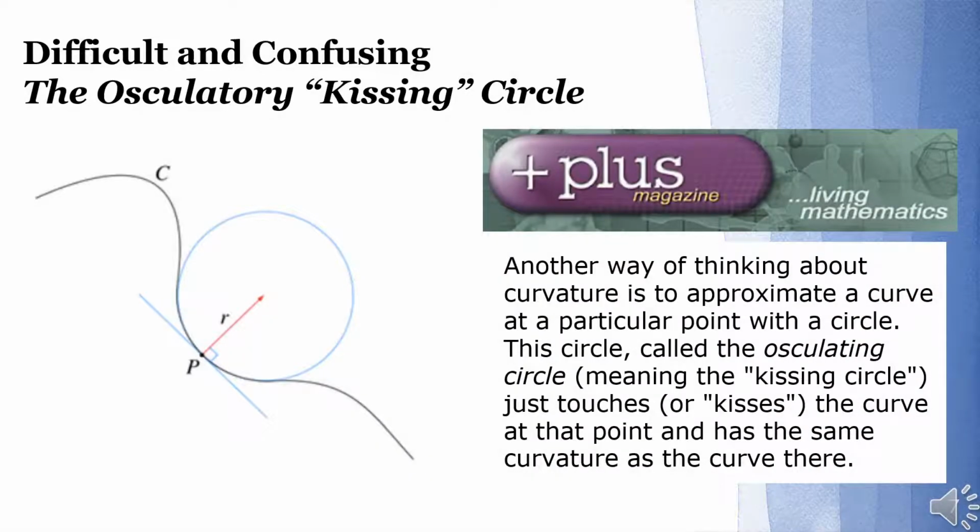Speaking of the kissing circle, I had a difficult time understanding what it was. I looked up this article from PLUS magazine, which explained that another way of thinking about curvature is to approximate the curve at a particular point with a circle. This circle, called the osculating circle or kissing circle, just touches the curve at that point and has the same curvature as the curve there. This entire article by PLUS magazine really boosted my understanding.